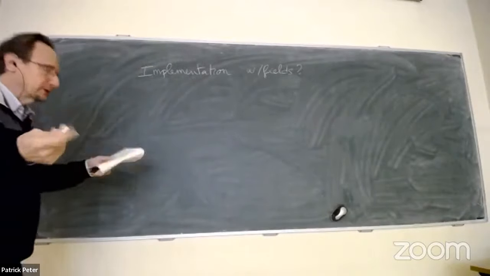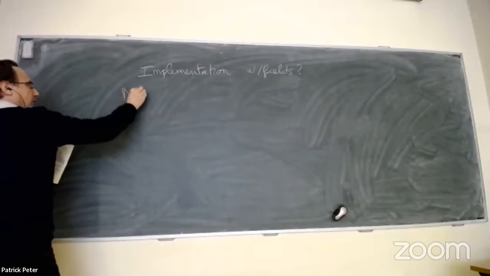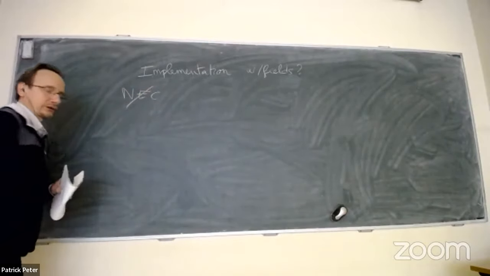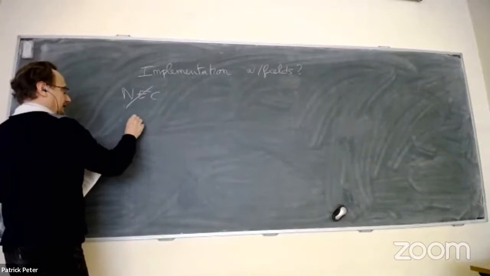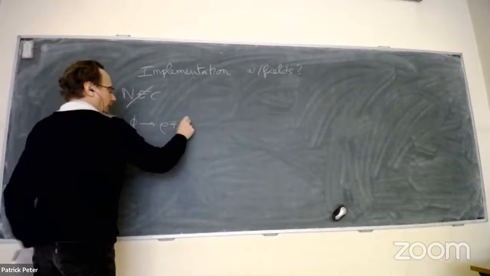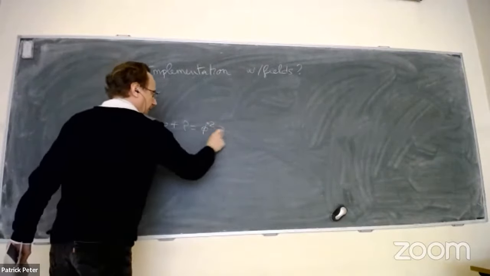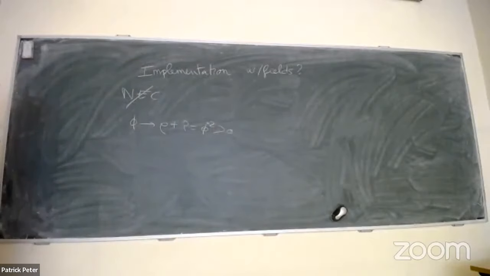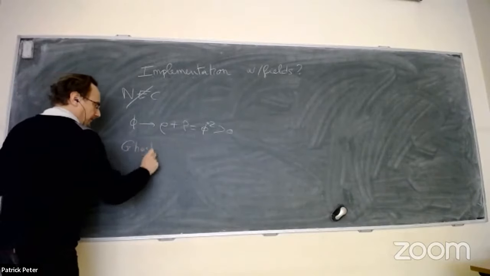So the first model you can think of, and I remind you that you want to violate the null energy condition. You know that if you have a scalar field φ, you end up with ρ plus p equals φ̇², which is positive definite, right? So the simplest possible idea you can have would be to consider, say, a ghost field.